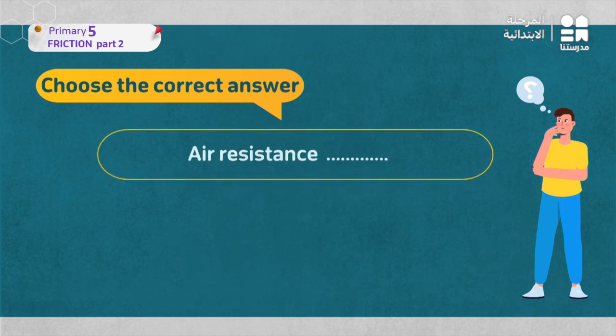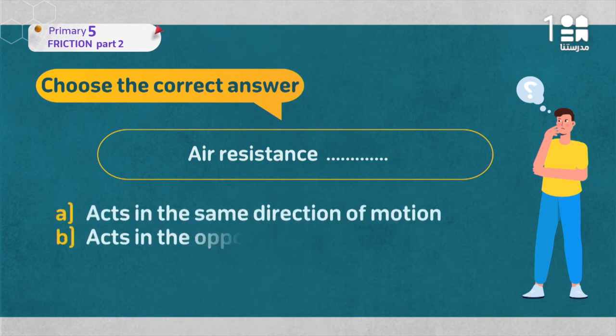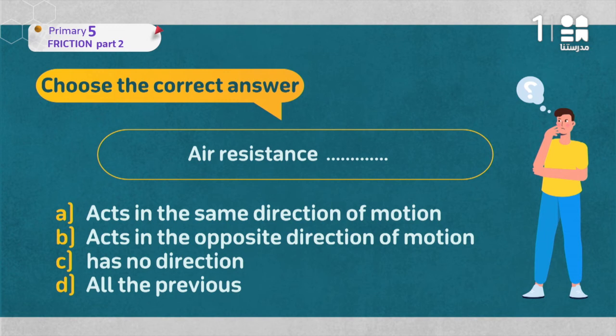Choose the correct answer. Air resistance acts in the same direction of motion, acts in the opposite direction of motion, has no direction, or all the previous. For sure in the opposite direction. So it acts in the opposite direction.